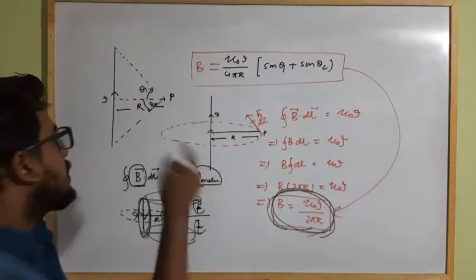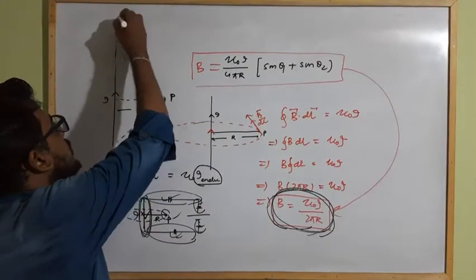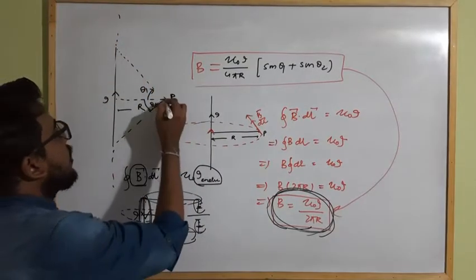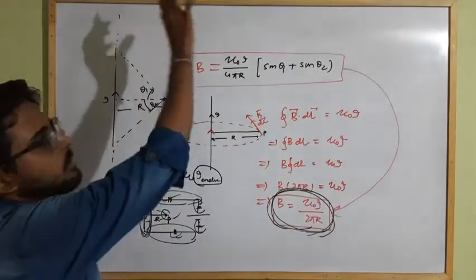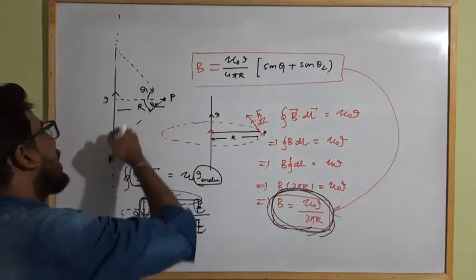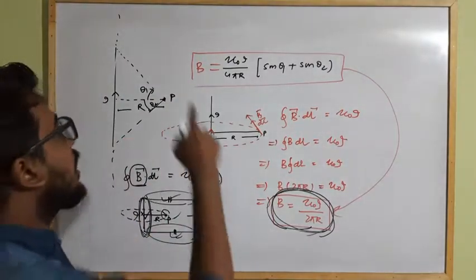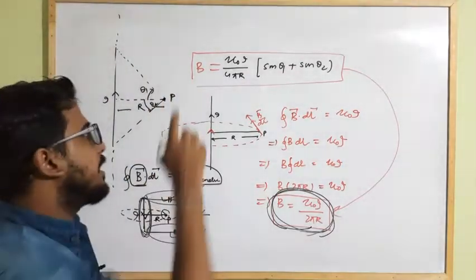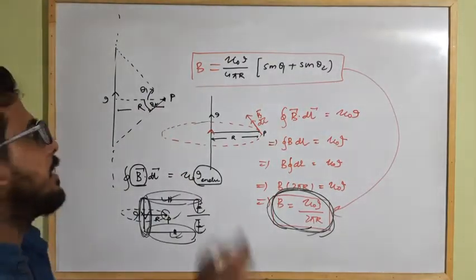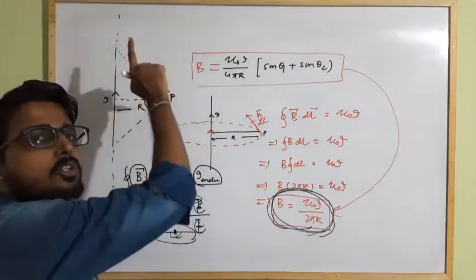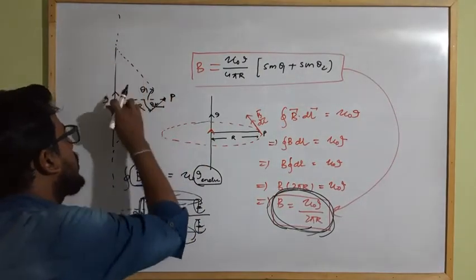But in case of an infinite long straight conductor, the magnetic field strength is also because of this segment plus other segments. But as this is an infinitely long straight conductor, the other segments are at infinity. So because the other segments are at infinity, their impact or their magnetic field strength at this point is very negligible, or we can neglect the strength due to the segments which are at infinity. That's why the magnetic field strength at this point will be considered only because of this one.